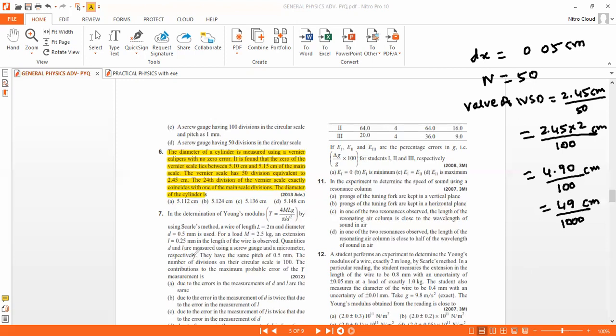Now I am going to find the least count, value of one main scale division. See, it lies between this one, so this one will be the main scale division.